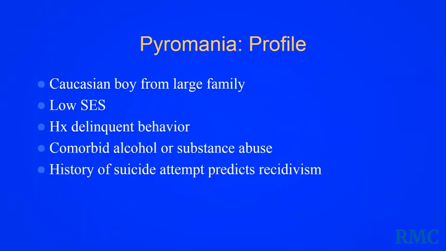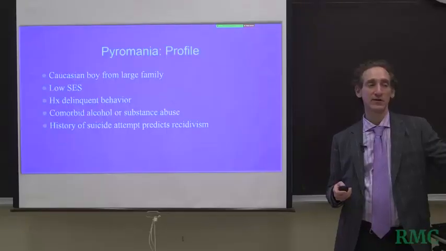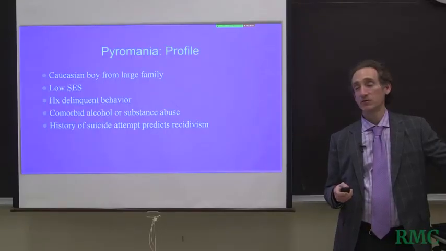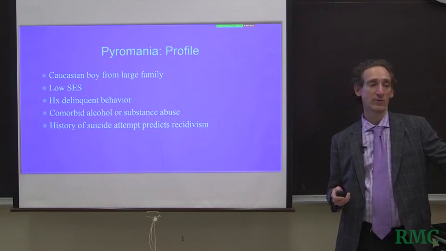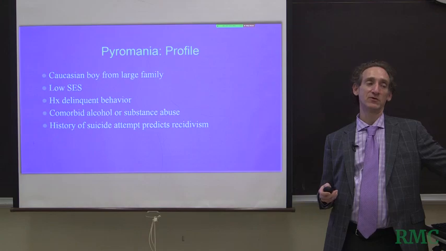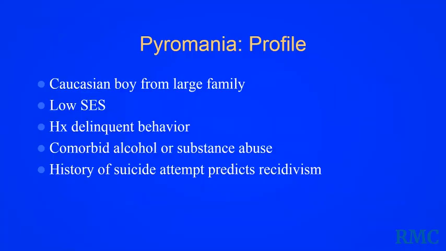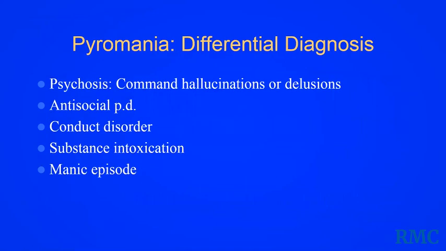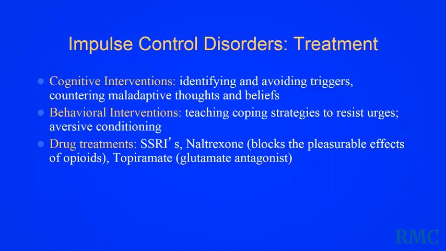The profile is a Caucasian boy from a large family, low socioeconomic status, history of delinquent behavior, drinks alcohol or abuses substances, and often they can be treated with behavioral therapy. But if at any time during the course of the illness they made a suicide attempt, it predicts that they're going to relapse, start doing it all over again. Again, I've listed here differential diagnosis.